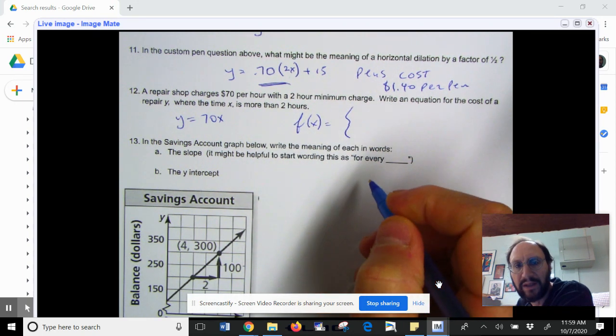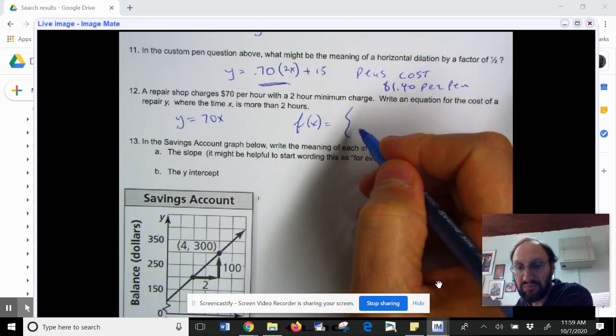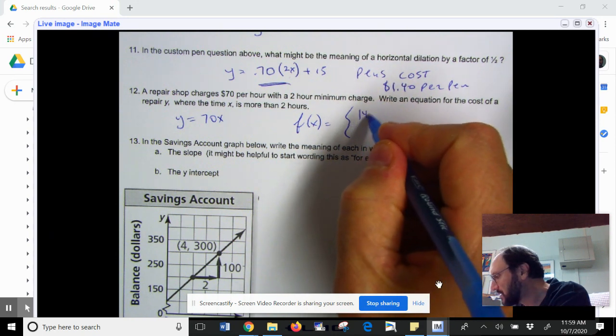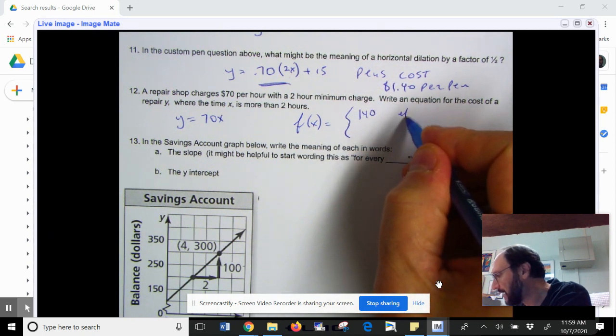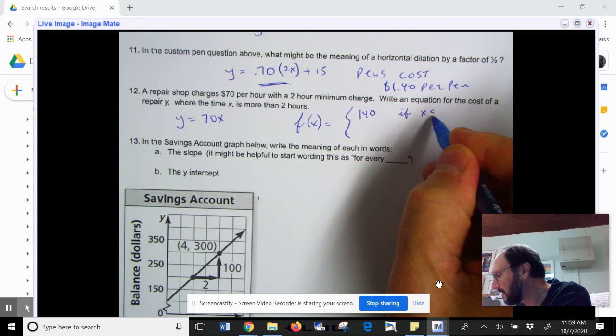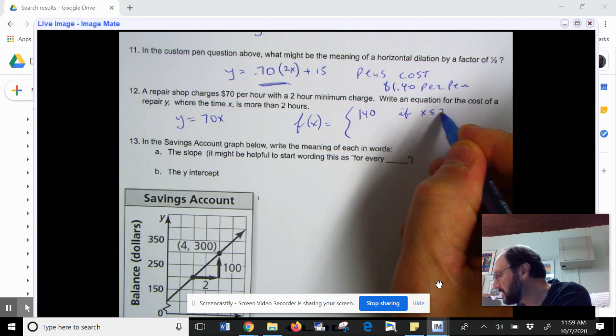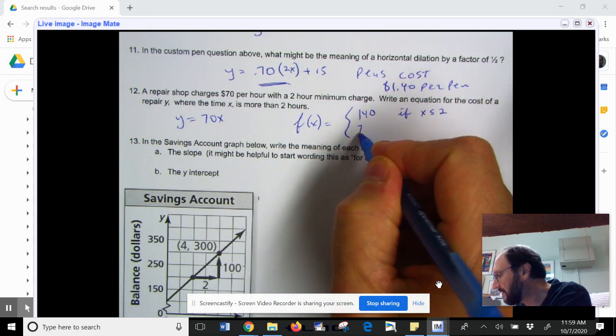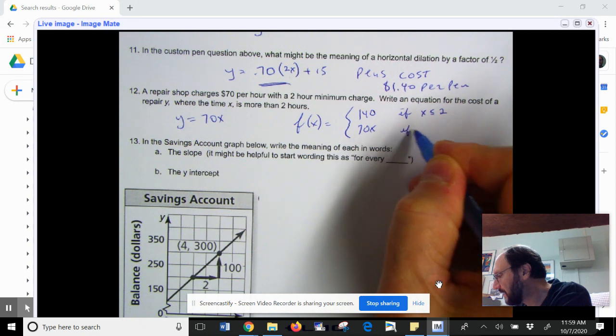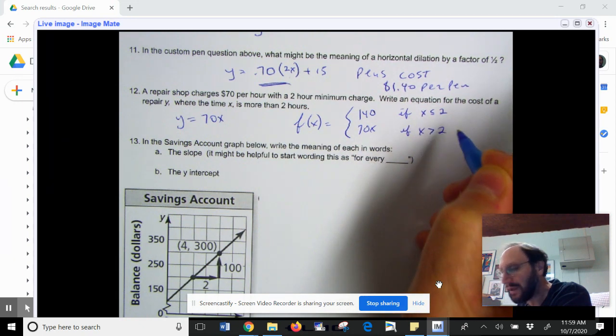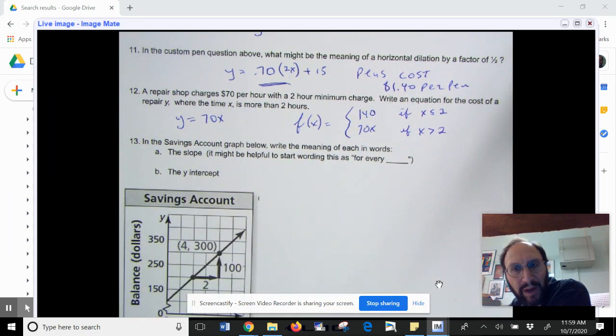Now, if we were really going to be good about this, we don't usually teach this in Algebra 2 this year, but since it came up and I didn't think about it this way, the charge is $140 if x is less than or equal to 2, and 70x if x is greater than 2. That's really the proper way of doing this problem. It's a piecewise function, which we don't usually teach anymore, but I thought that it would make sense for this one. But if you put y equals 70x, that'll be the right answer.